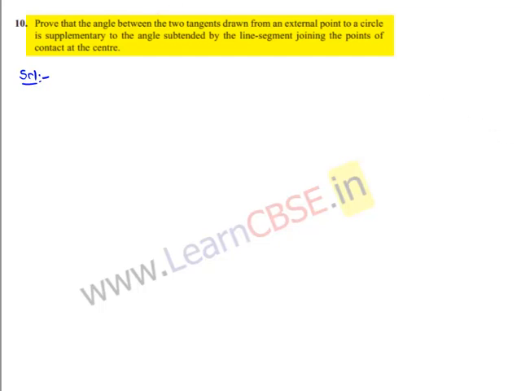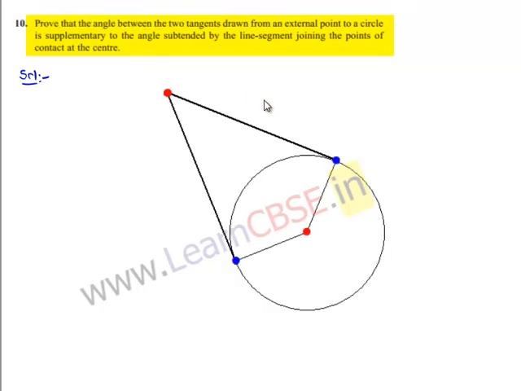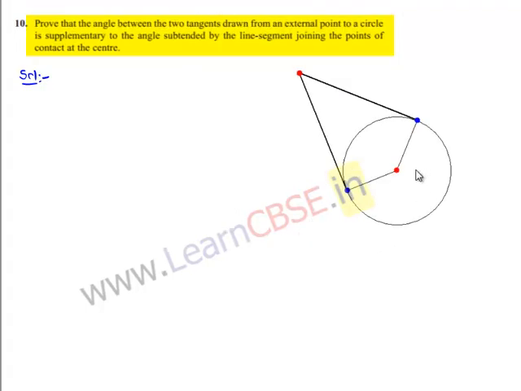Let us consider a circle with center O, and tangents AB and AC drawn from point A to the circle. Now we are asked to prove that the angle between the two tangents drawn from the external point, that is angle BAC, is supplementary to the angle subtended by the line segment joining the points of contact at the center.